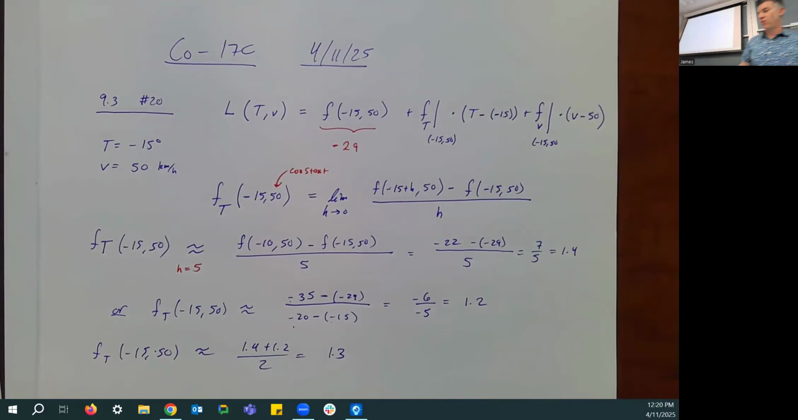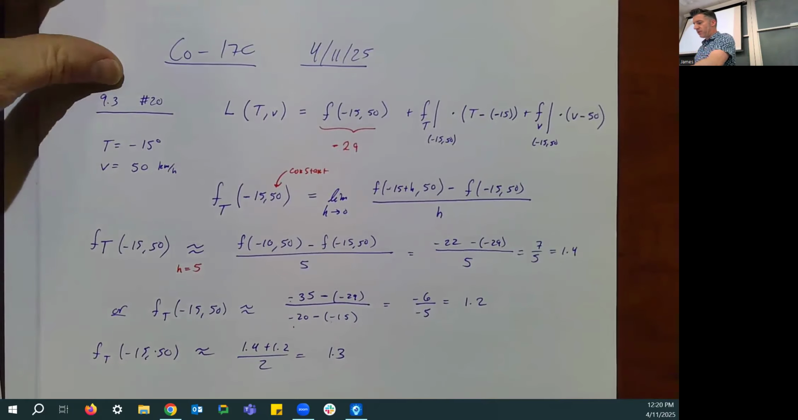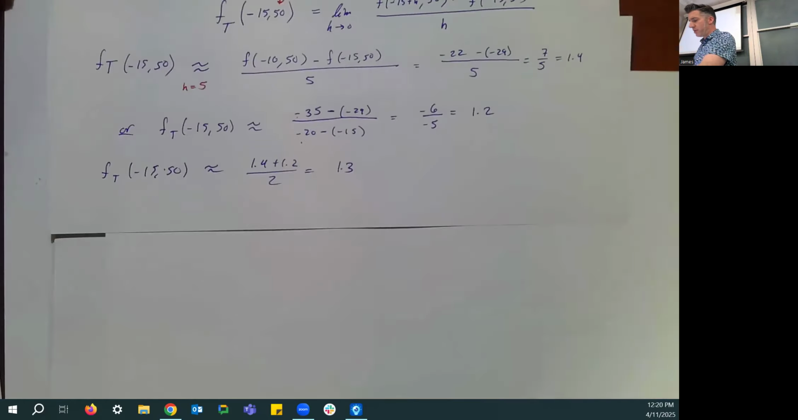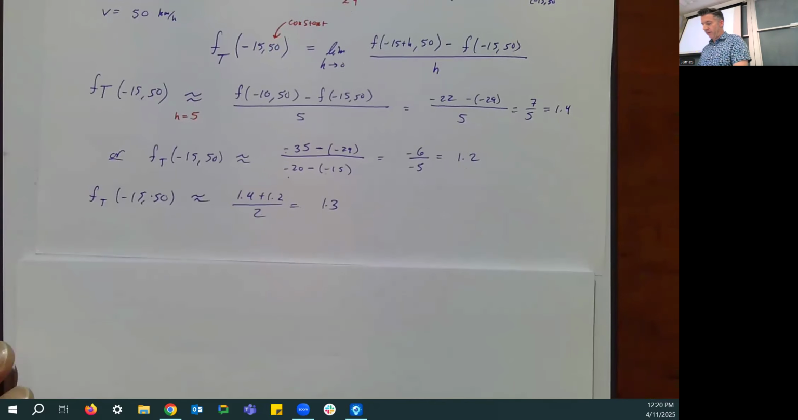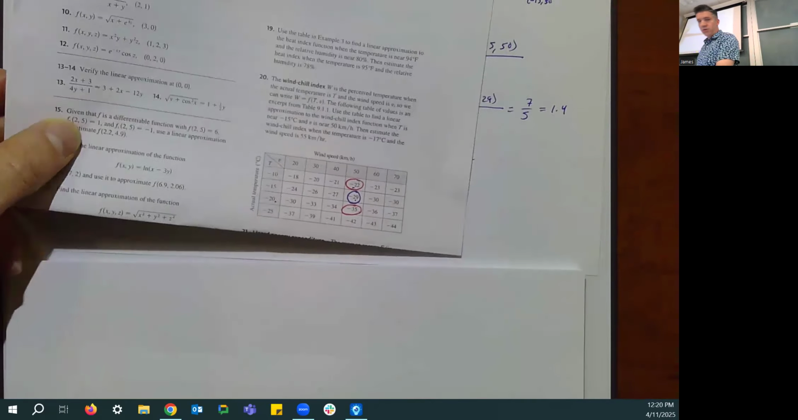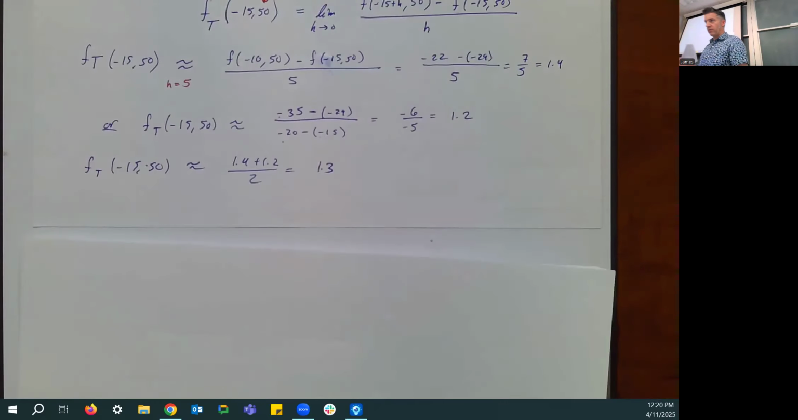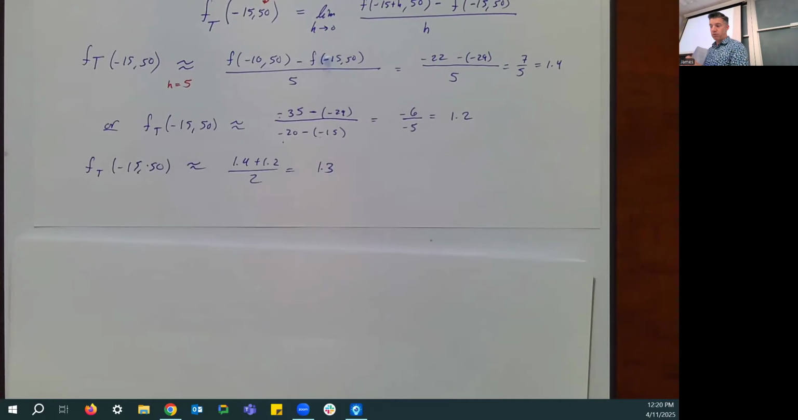So let's do the other one in a more typical way, meaning the other partial derivative. So now we're going to estimate FV. And let me just fold this up here so it'll make it easier. Sorry, does anyone need to see that still? Let me cover it up so I can.